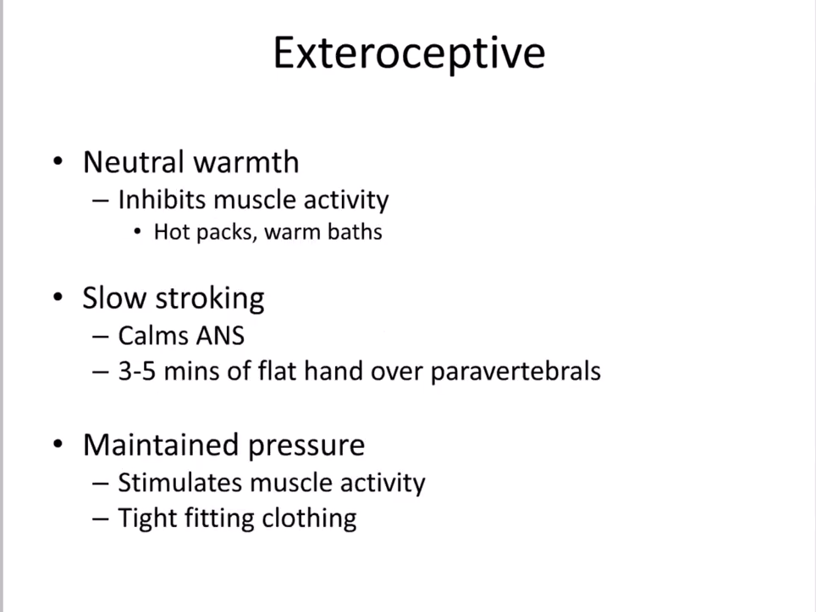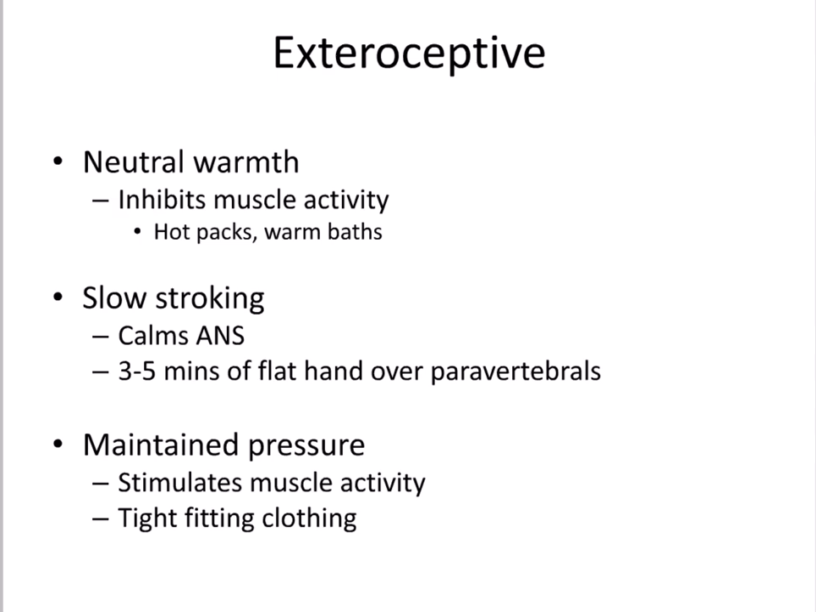More ways to input information into the CNS through the exteroceptive system is through neutral warmth. You can use hot packs or warm baths, and this is going to inhibit muscle activity. This would be important in a patient with very high tone, where it would be difficult to break that hypertonia. So if you use a hot pack before you start your therapy, you might have more freedom of movement.